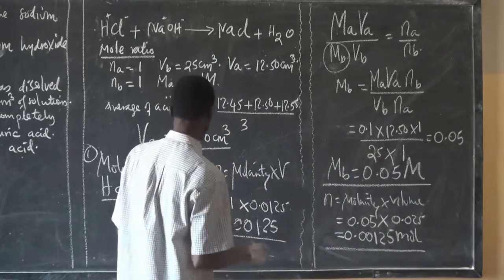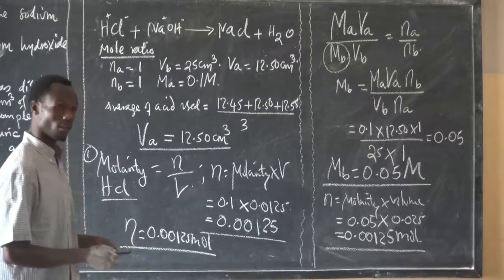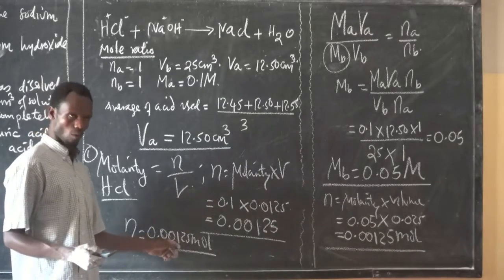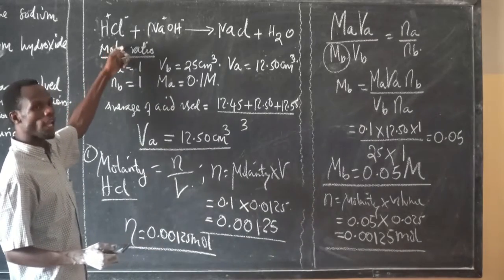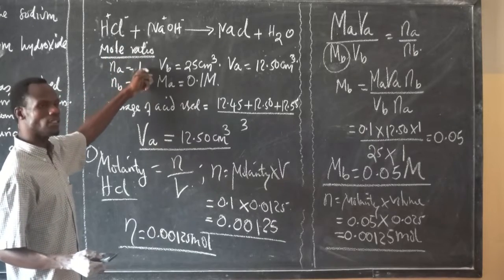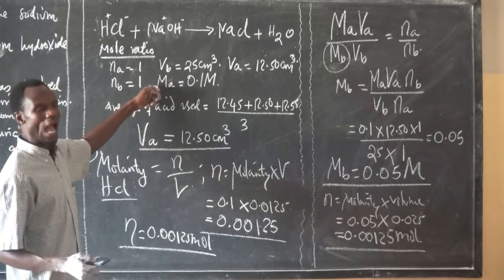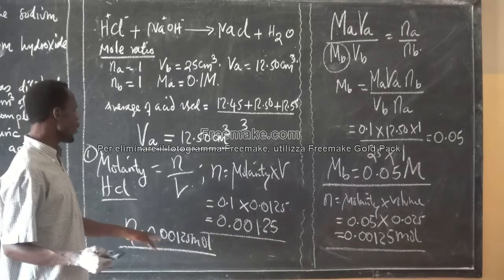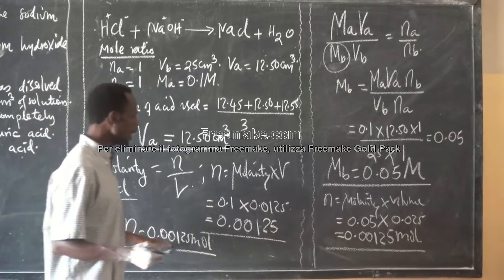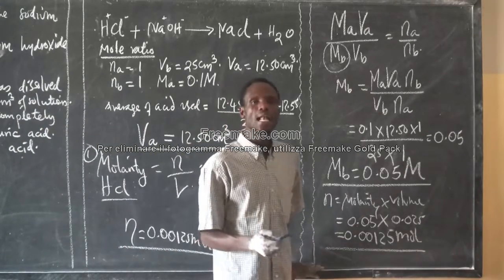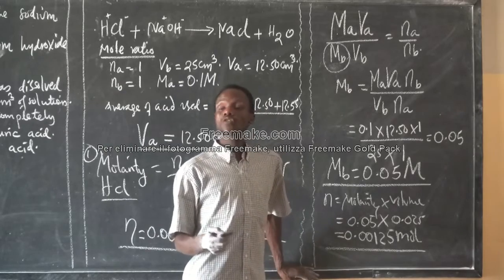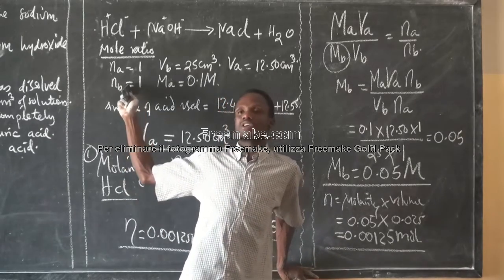Why are they equal? Have you seen here? They are equal because, from the mole ratio, the number of moles of acid is equal to the number of moles of base. We have it here and here. They are equal in magnitude because of their mole ratio that I've written here.